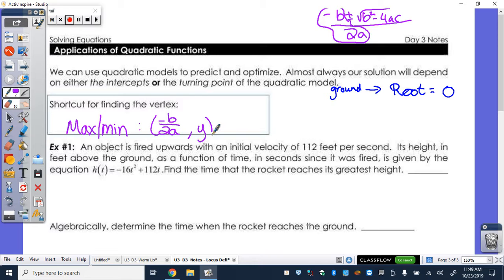And then you simply plug that value back into the equation, and it gives you what the maximum height is or what the minimum value is. So this first part, the -b over 2a, answers the when. And this basically answers the what is the height or what is the minimum value.